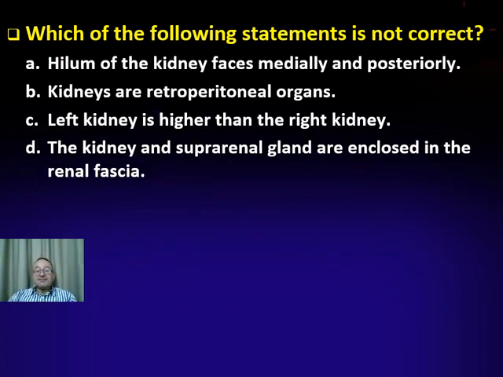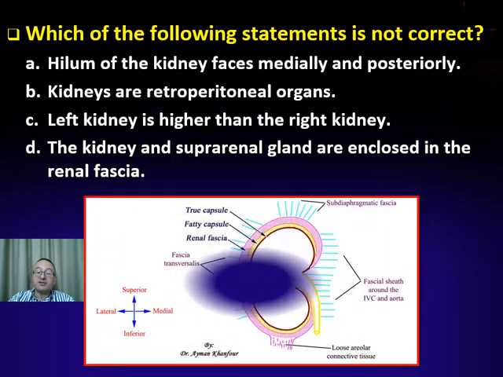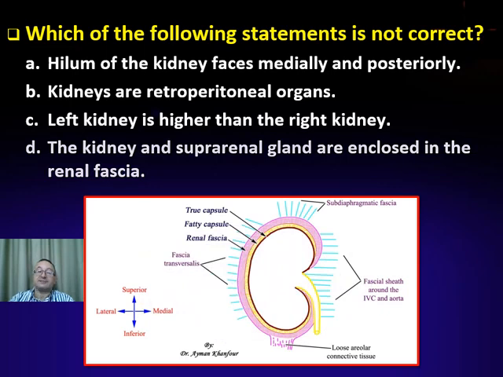Which of the following statements is not correct? The hilum of the kidney faces medially and posteriorly? Yes. Kidneys are retroperitoneal structures? Yes. The left kidney is higher than the right one? Of course. The kidney and the suprarenal gland are enclosed in the renal fascia? Never. That's why when we do nephrectomy, we don't remove the suprarenal gland together with the kidney. So the choice is number D.